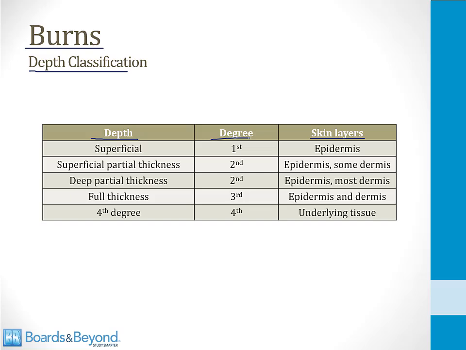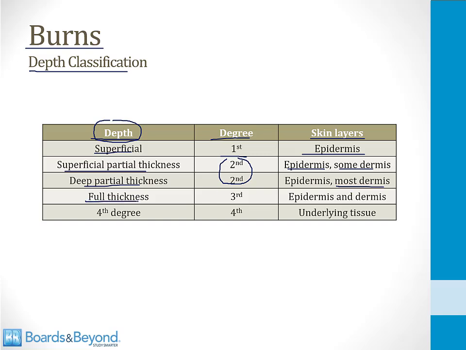This is still often used in clinical practice, although the preferred way to describe them now is based on the depth of the injury. So a superficial burn is also called a first degree burn, and this involves only the epidermis. Superficial partial thickness burns and deep partial thickness burns both used to be called second degree burns. They both involve the epidermis and some portion of the dermis. More is involved in deep partial thickness burns. And I'll talk about the distinction between these two types in just a minute.